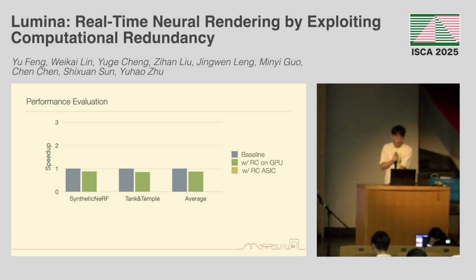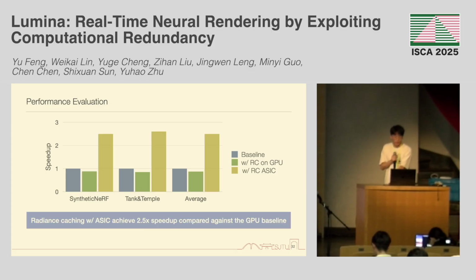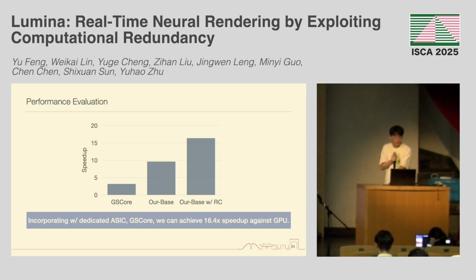Previously, we showed that we achieve no performance gain with software implementation of radius cache. And here we show that with dedicated accelerator design, we can achieve 2.5 times speed up against the GPU baseline. And by incorporating a dedicated ASIC GS core, we can achieve 16 times speed up against GPU. And there are some more results in our paper.